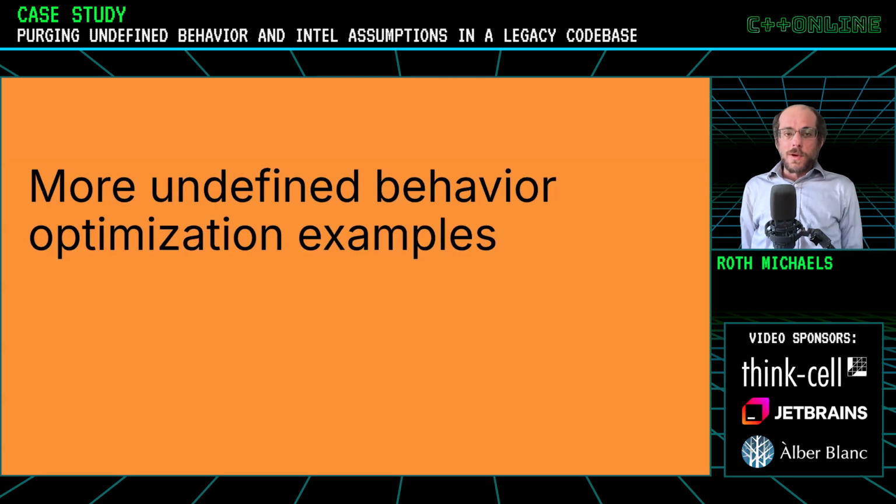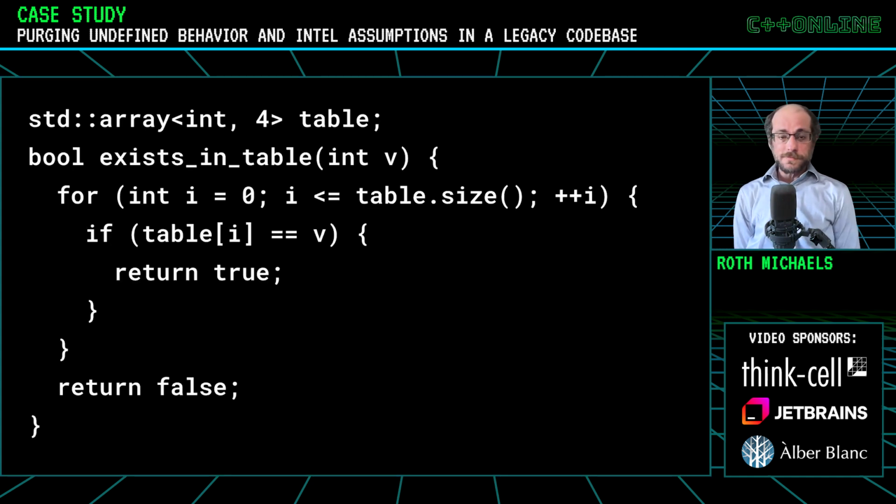So let's look at a couple of other quick examples of how undefined behavior can cause kind of funny things to happen with the optimizer. So imagine this function situation where we have this array of 4 integers called table, and a function exists in table. We pass in an integer, and we're just going to loop through the table and check if this integer is in the table.